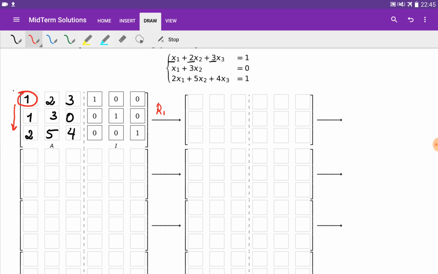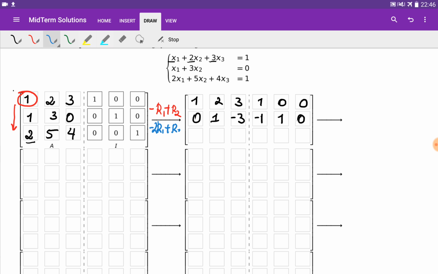So we multiply the first row by -1 and add this to the second, and we're going to obtain 1 2 3 1 0 0, and on the second row it's going to be 0 1 -3 -1 1 0. In order to eliminate this 2, I'm going to multiply the first row by -2.